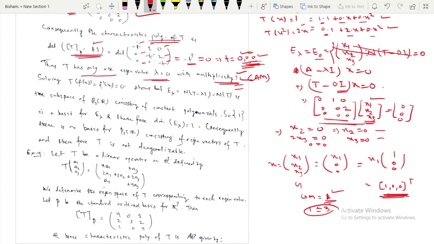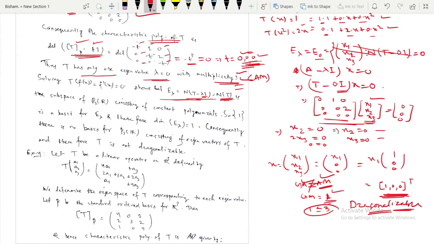That means algebraic multiplicity is not equal to geometric multiplicity. So this is not diagonalizable. This corresponding linear transformation is not diagonalizable because algebraic multiplicity is not equal to geometric multiplicity. And here is another method, what is written in your notebook. Here E lambda is the null space of T minus lambda I. Since lambda equal to 0, this is the null space of T.